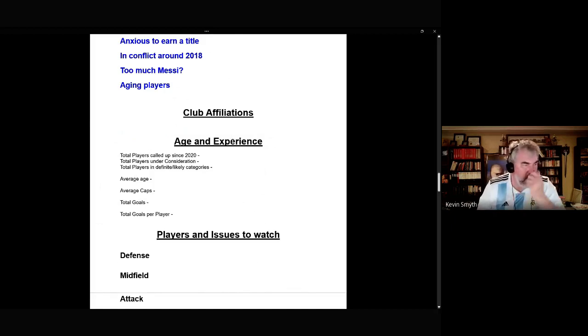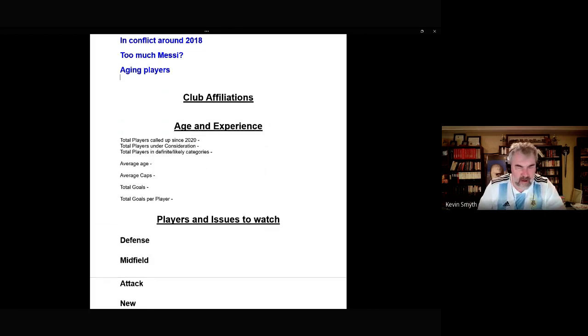So tremendous club affiliation, which suggests tremendous talent on the team. Let's move on to talk about their age and experience. So again, I have this little statistical thing that I'm working on, and I'm not that confident that it's telling me all the information that I want, but let's see how it goes.